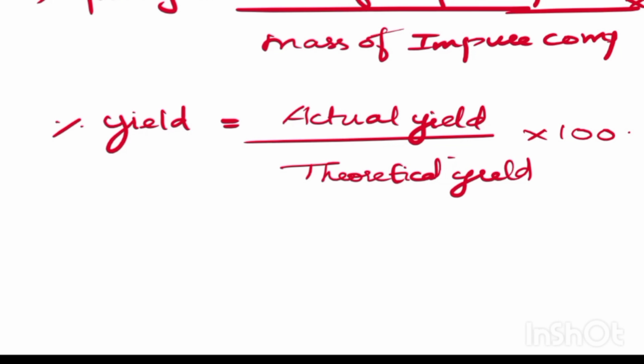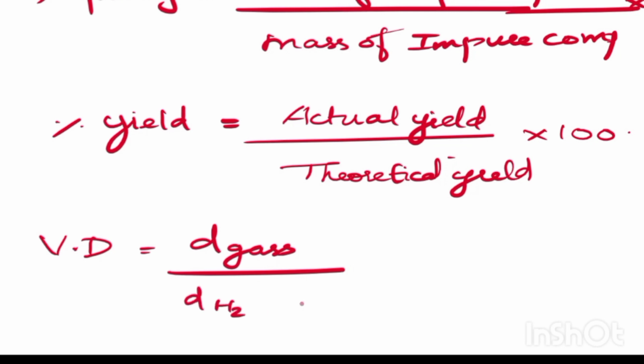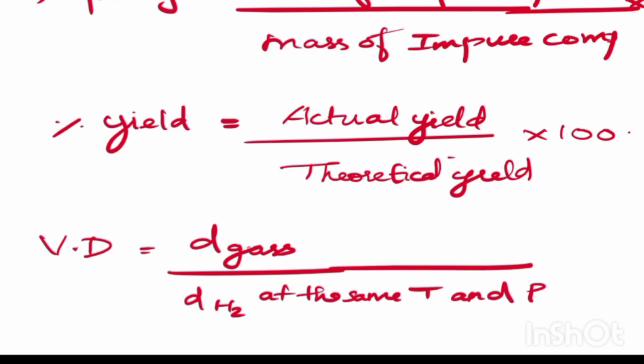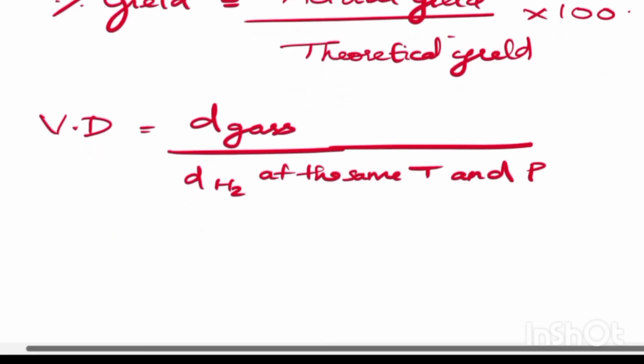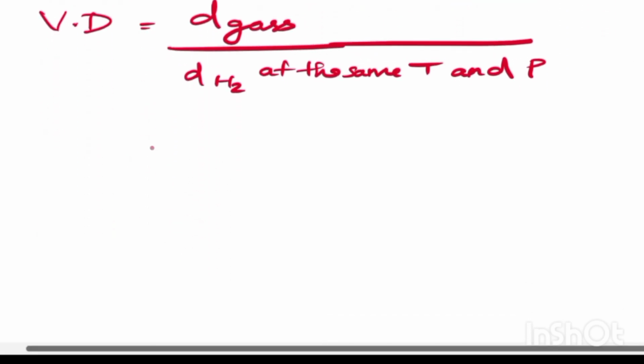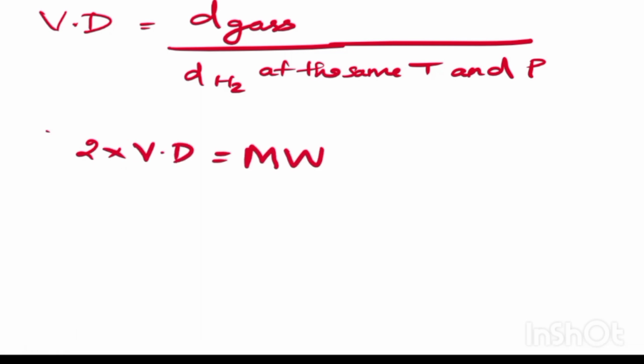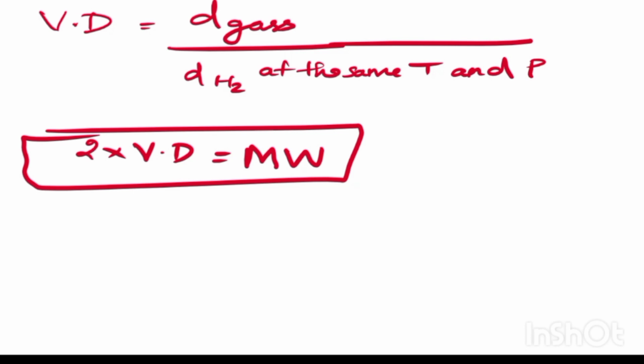Okay, one thing which is remaining is vapor density. What is the formula of vapor density? Vapor density is equal to density of a gas divided by density of hydrogen at the same temperature and pressure. Okay, that is the density of the gas at a temperature and pressure, divided by the density of hydrogen at the same temperature and pressure. Okay, there is a formula which links vapor density and molecular weight. It's 2 into vapor density is equal to molecular weight. Okay, so this is also a very important formula.